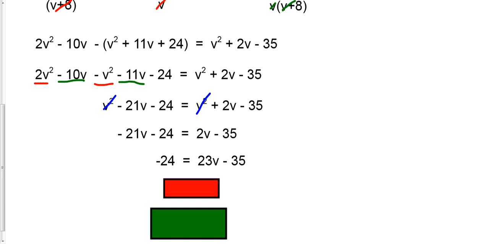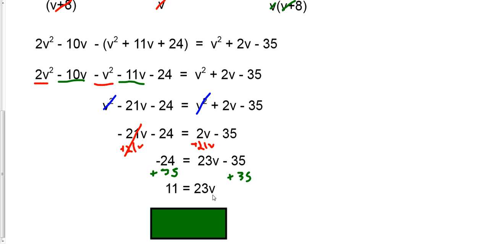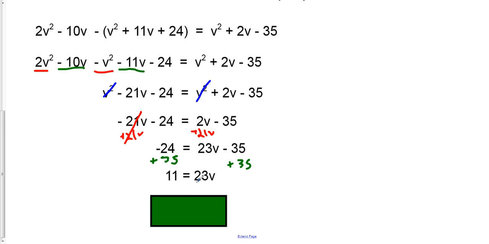At this point, we're going to add, I'll write it in here as we do it, add 21v and add 21v. Those will cancel out, so this side is just negative 24. 2v plus 21v is 23v and minus 35. We're going to add 35 to both sides to get rid of it. Add 35 there, add 35 there. Now our equation says 11 equals 23v. And to get v alone then, we need to divide by 23 on both sides.